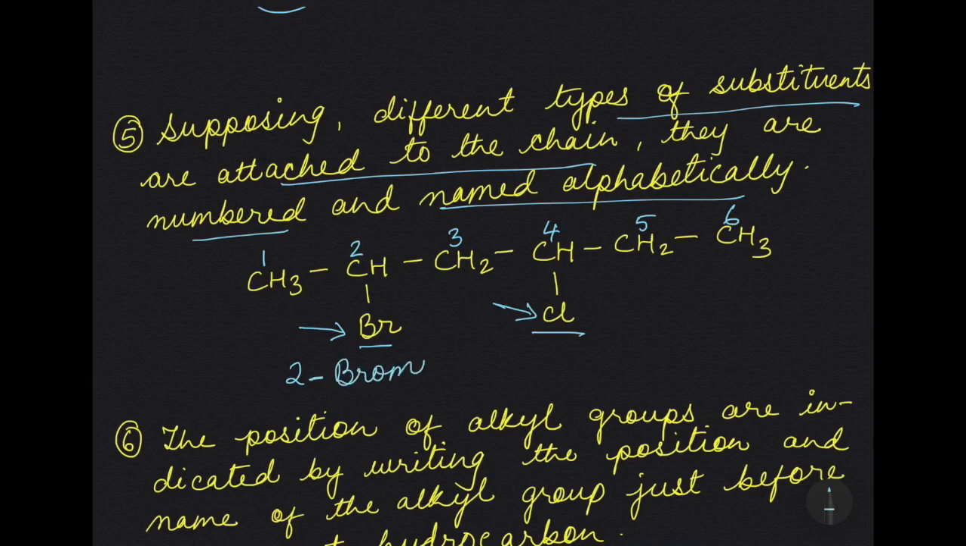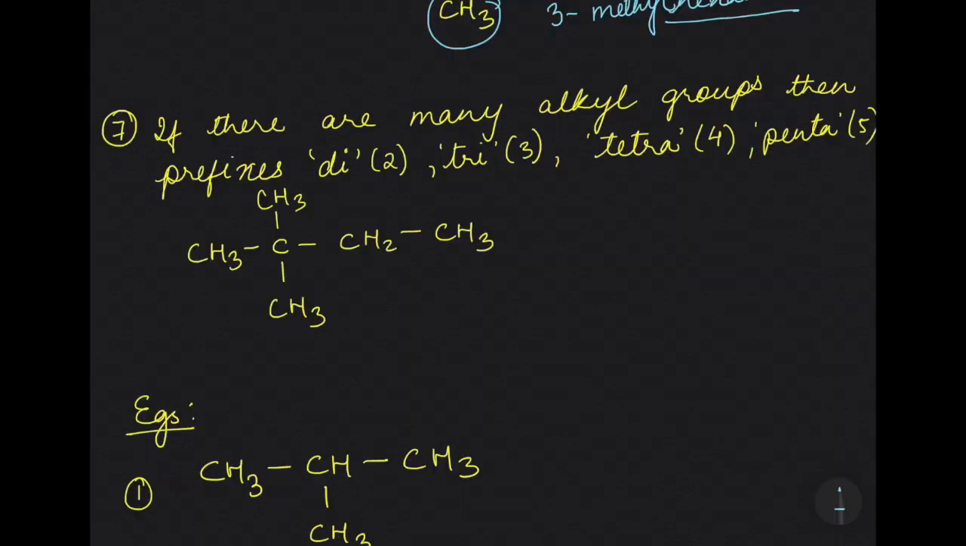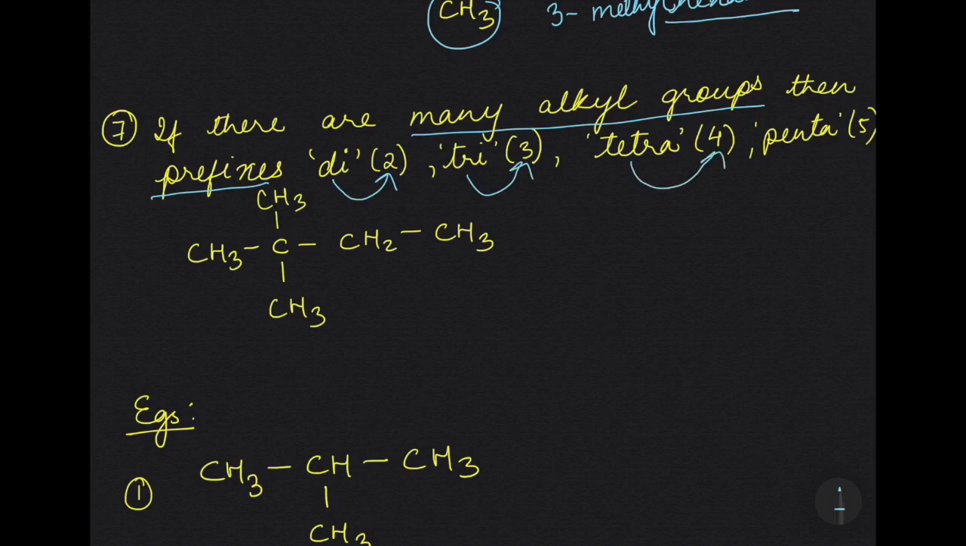for bromine. Okay. 4-chloro for chlorine. And how many carbon atoms are there? 6 altogether. So what is the root name? Hex, and all single bond. So ane, A-N-E. Now, if there are many alkyl groups, then prefixes like di for 2, tri for 3, tetra for 4, penta for 5 are used.